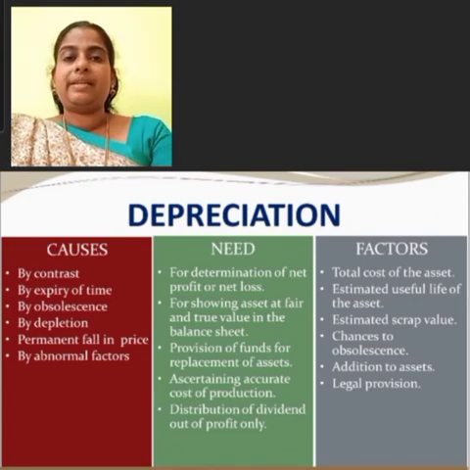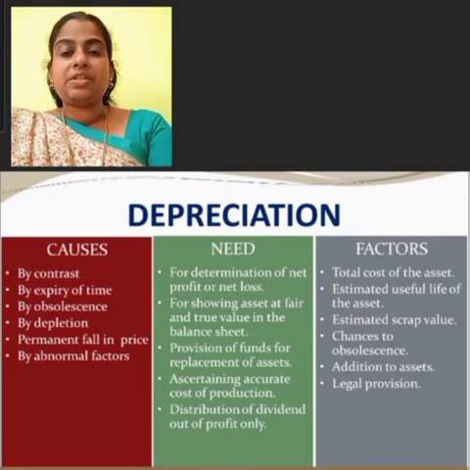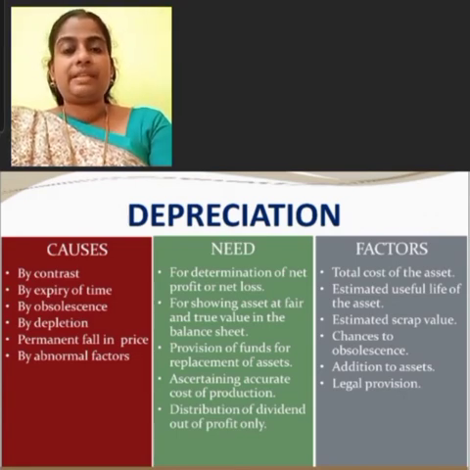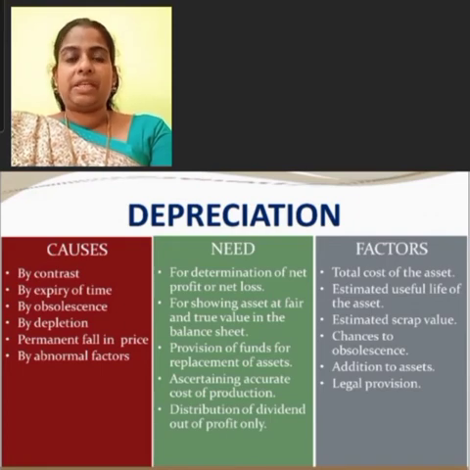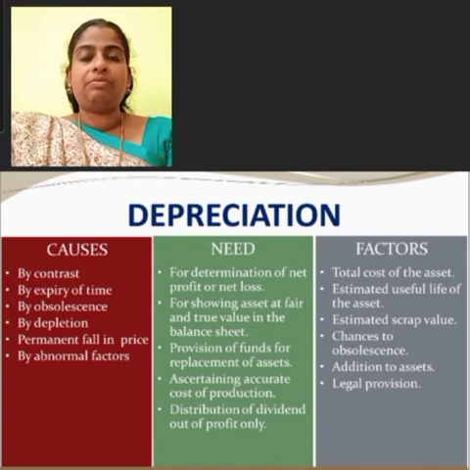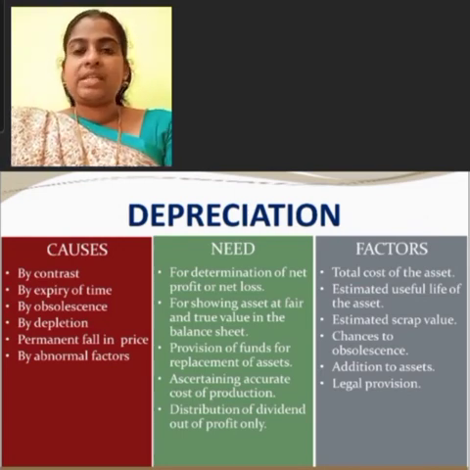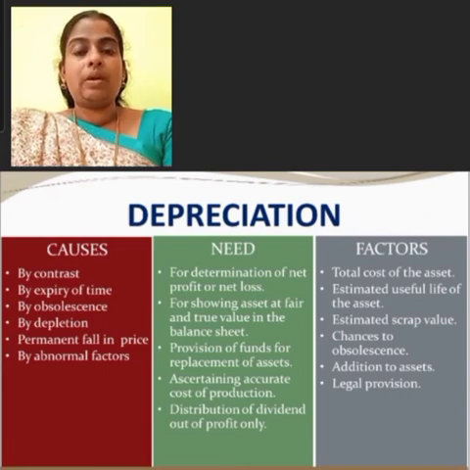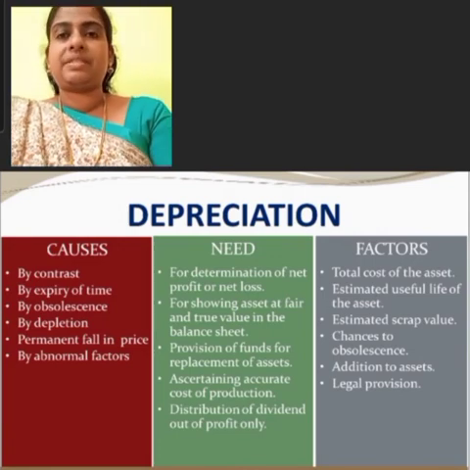Another important point is distribution of dividend out of the profits. Depreciation is charged out of the profits and losses, so the net profit after charging depreciation will be lesser. Shareholders will get a fixed amount of dividend out of the profits. If depreciation is not charged, the profit will be more and the excess dividend will be paid out of capital, which should have been paid out of the profits.